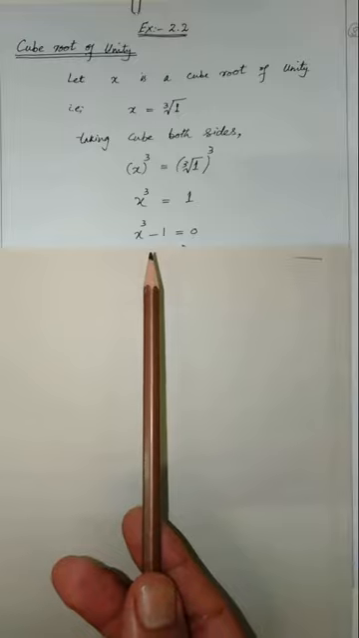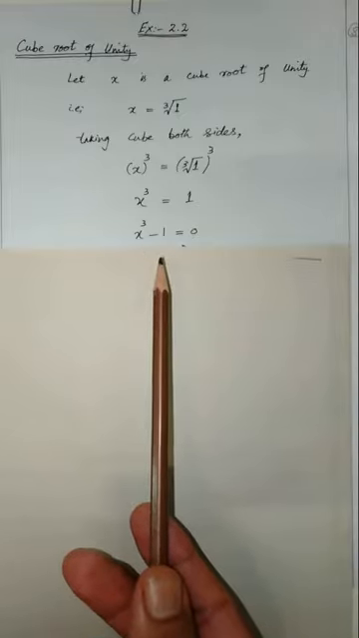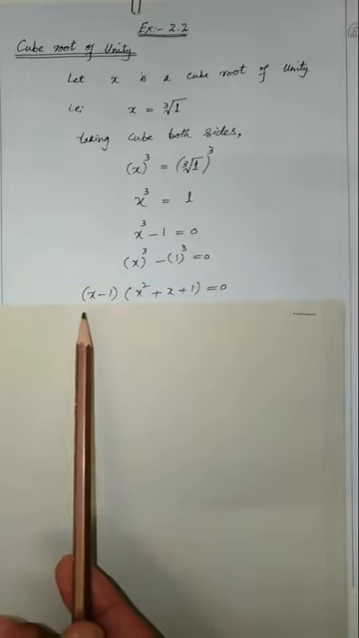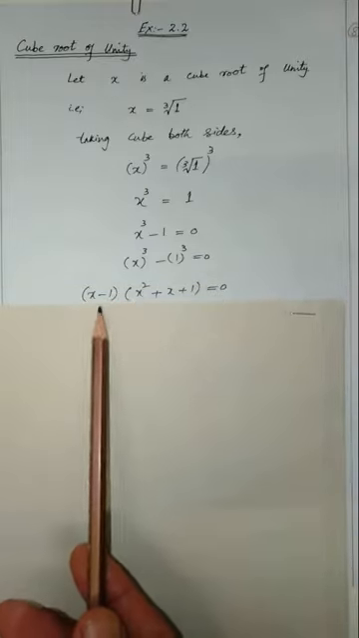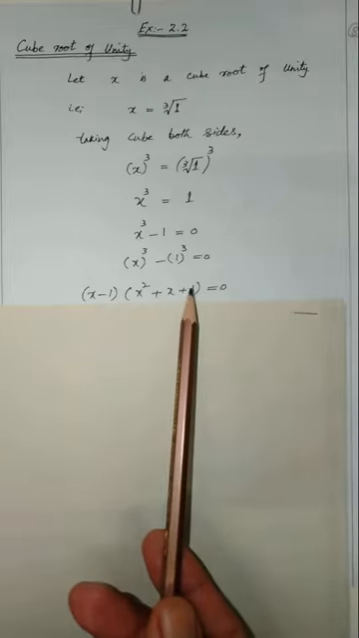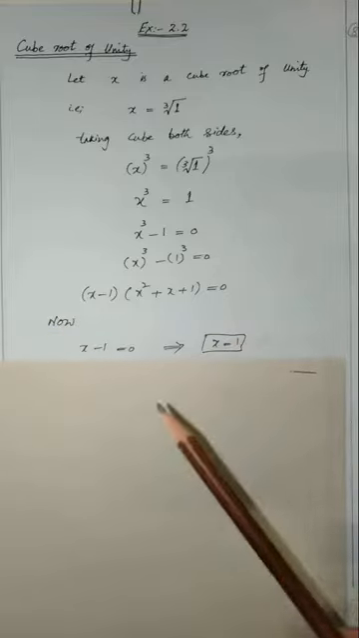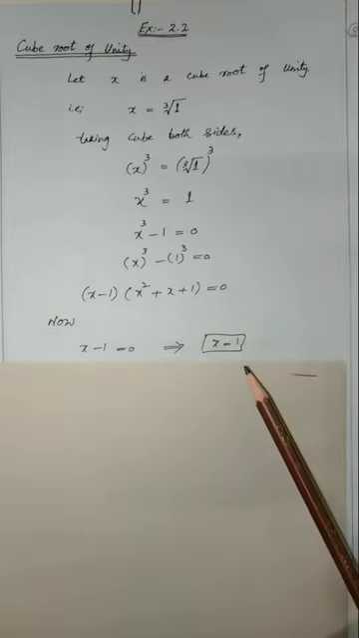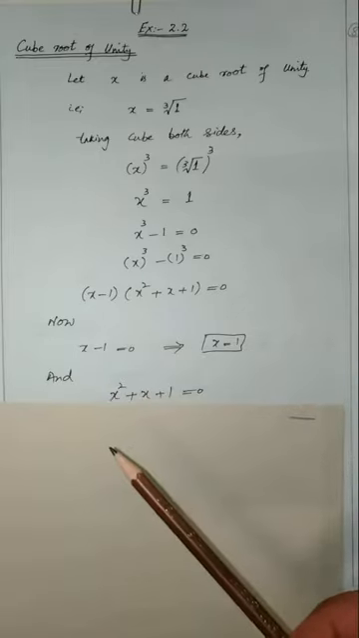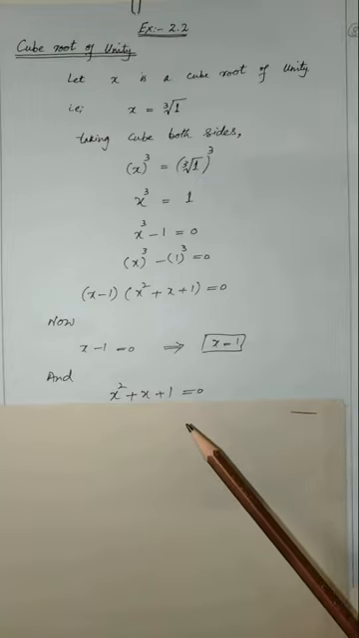Now factorizing. This is the cube of x and 1 is the cube of 1. By formula, (x minus 1) times (square of the first term, with opposite sign the product of both terms, and the second term square). Now, x minus 1 is equal to 0, which gives x is equal to 1. This is the first root. Now, x square plus x plus 1 is equal to 0.